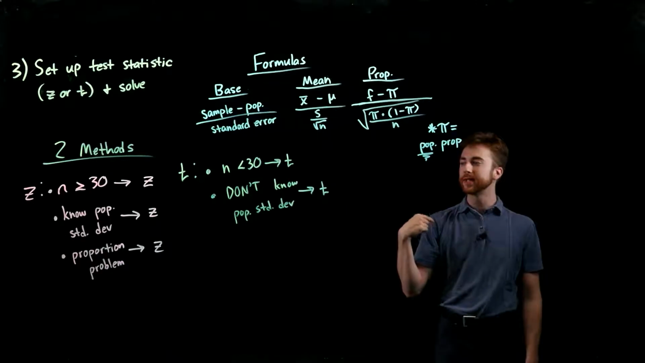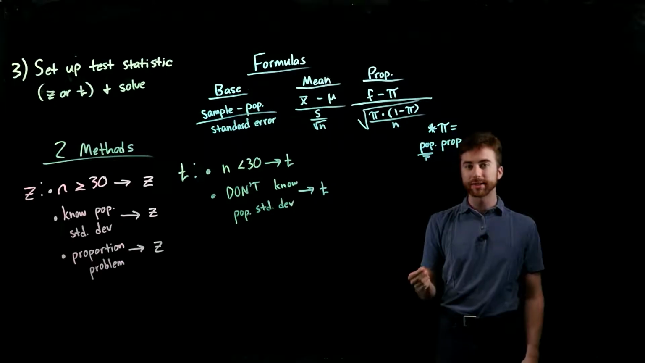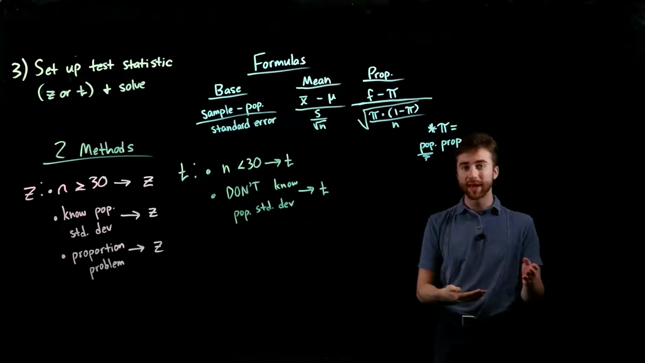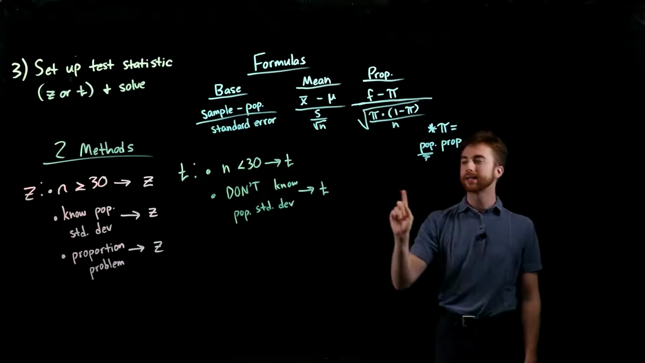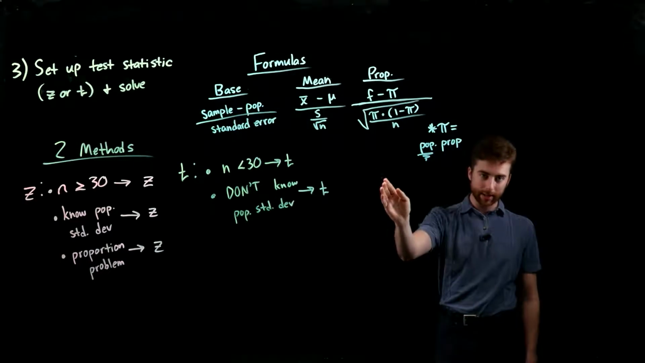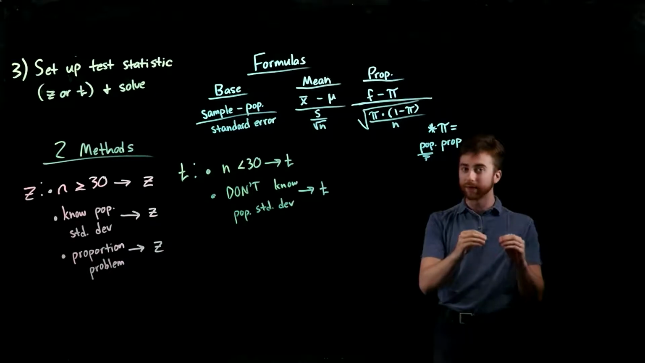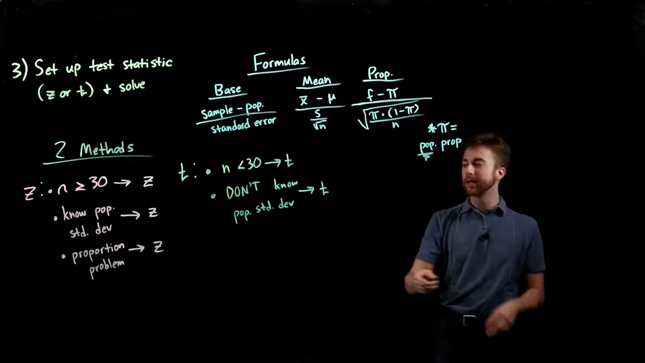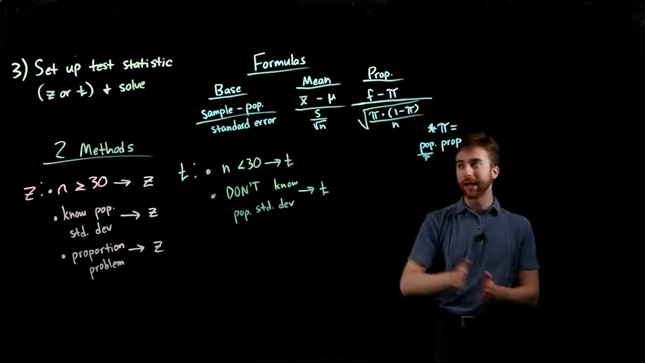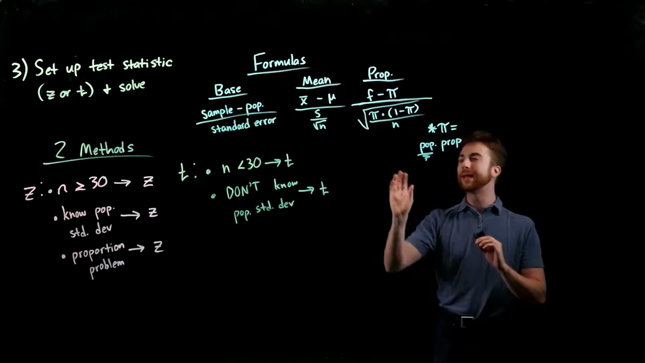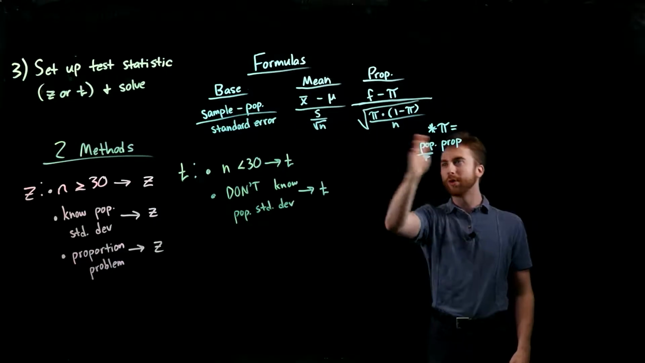Another way to do it I've seen is that if you know the population standard deviation of the problem, it just gives you that information, then you're going to use a z-test. If you do not know it, then it's going to be a t-test. And finally, if it's just a proportion-based problem in general, like we're not dealing with a mean or an average, but it's a part out of a whole or a proportion that we're interested in, we just jump straight to a z-test, okay?